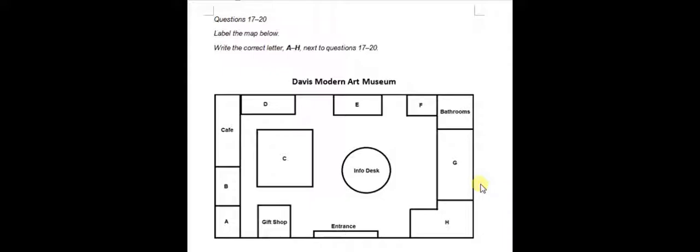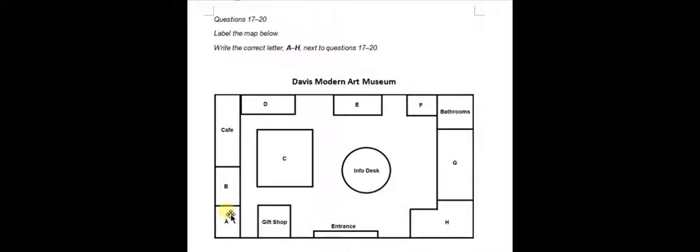And here we have our map question. I've chosen a map from my own insider materials, and a map that is not a tour type. This is the Davis Modern Art Museum. We're describing what's in the museum, but you will not hear a tour.